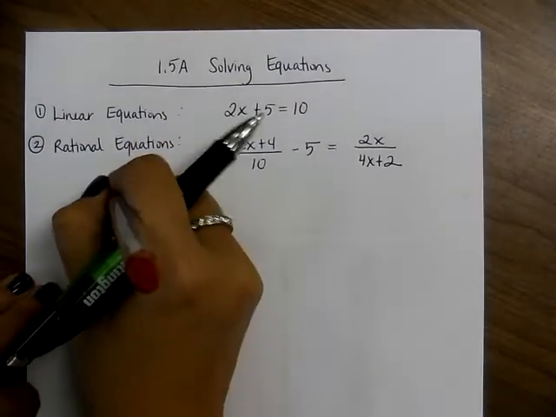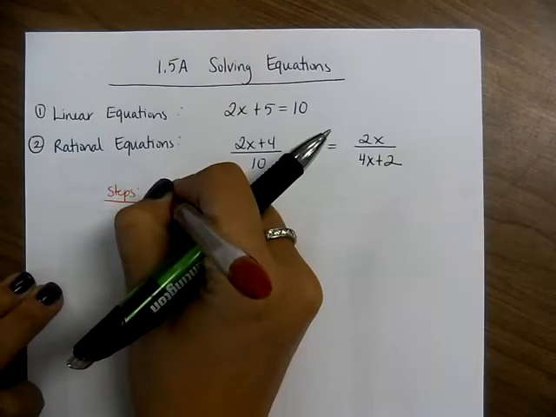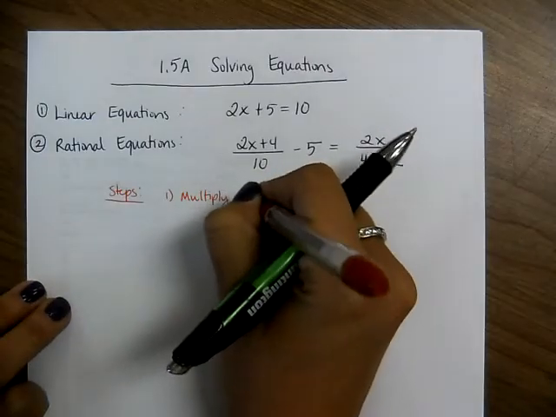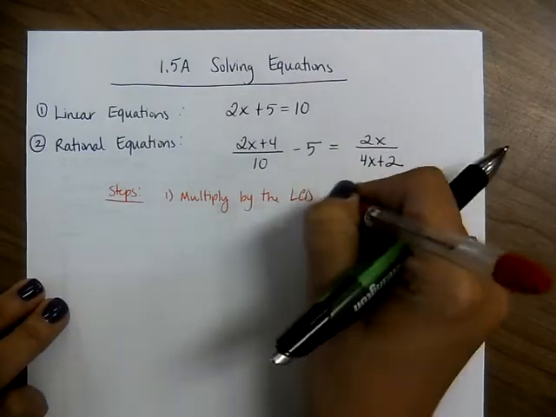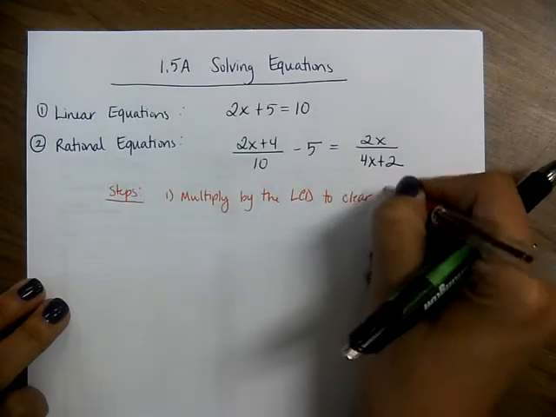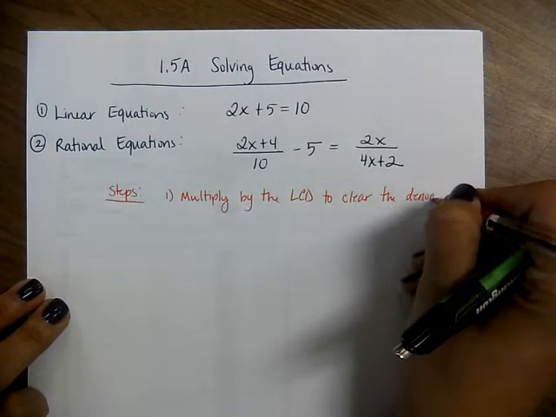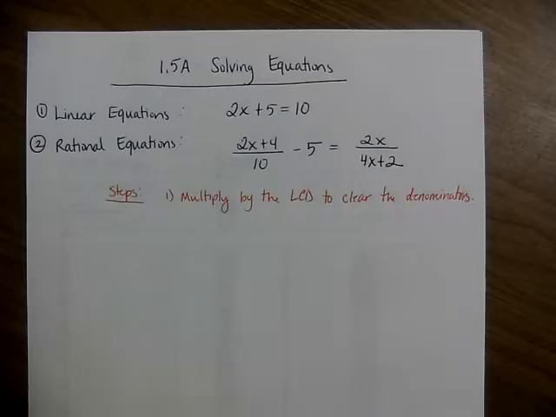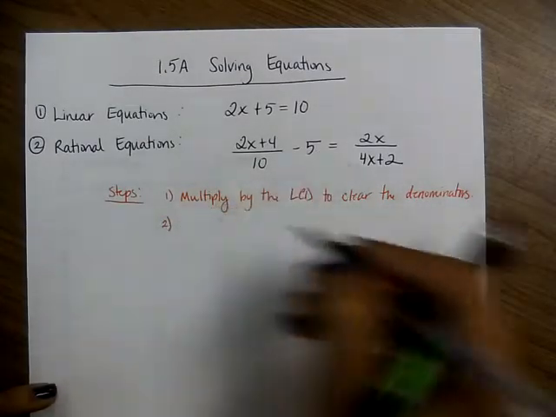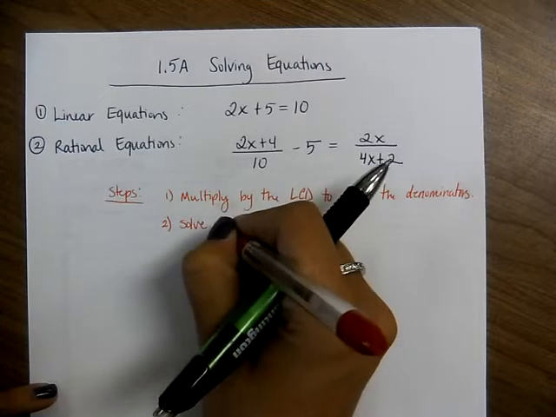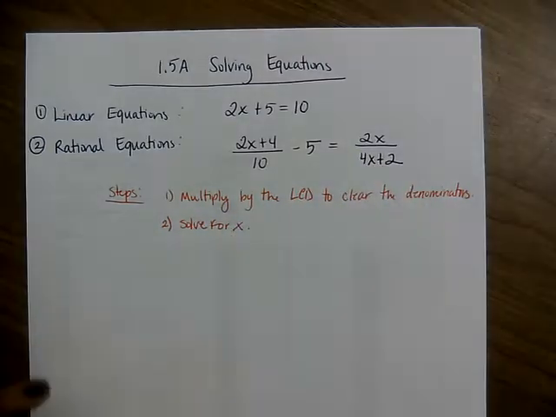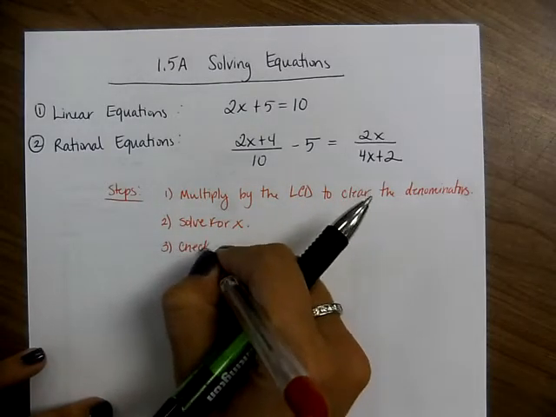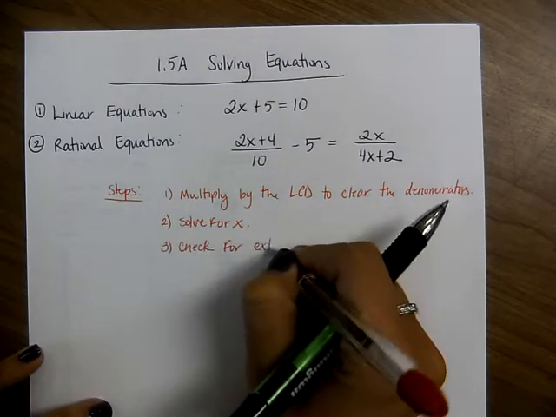So the steps for this, step 1, you multiply by the LCD to clear the denominators. So now our goal is to get rid of the denominator. Step 2, once you've done that, then you just solve for x, which could be done in various ways. And then step 3, you have to make sure that you check your solutions. So check for extraneous solutions.